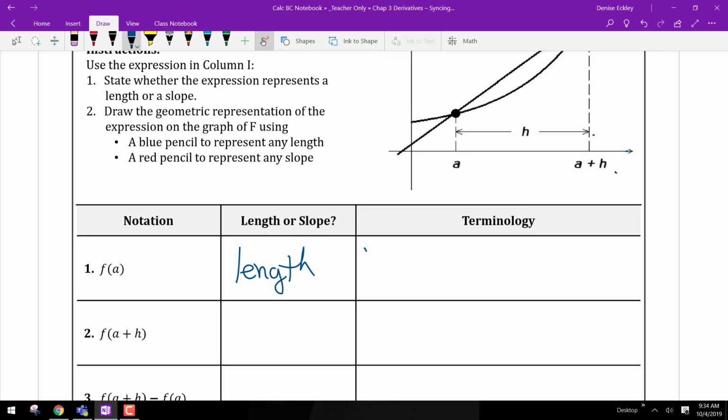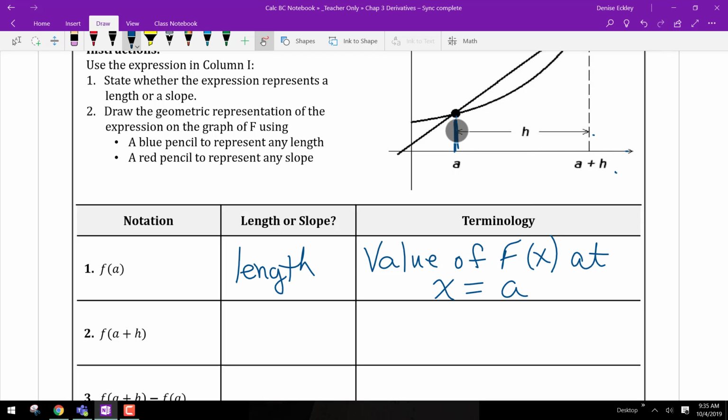And what it means is the value of f of x at x equals a. So where that is in the graph is right here. Right there. That is 1. That is our f of a right there.